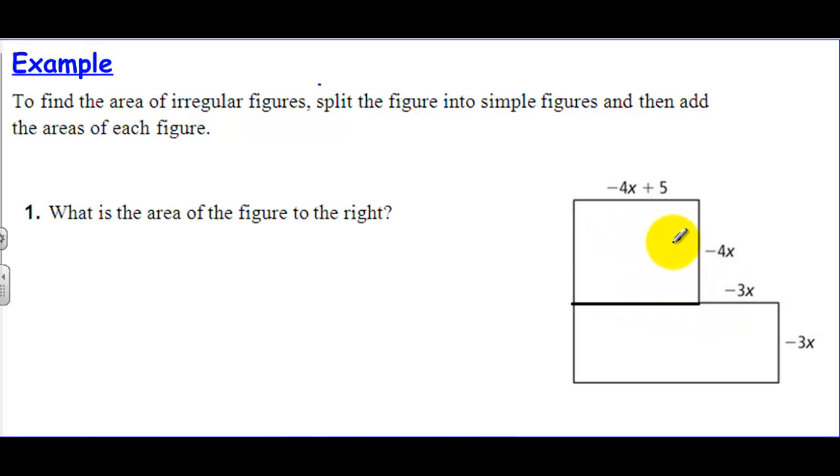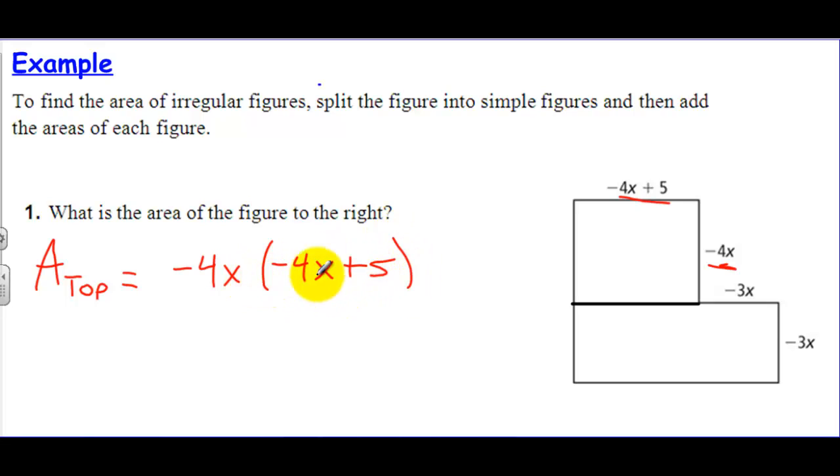Okay? So let's find the area of the top one, which I'll write as A top. Remember, the area of a rectangle is the length, which for us here is 4x, times the width, which for us is negative 4x plus 5. So I'm going to say the area of this is negative 4x times negative 4x plus 5. This is how we would write length times width, and this is something that we know how to do.